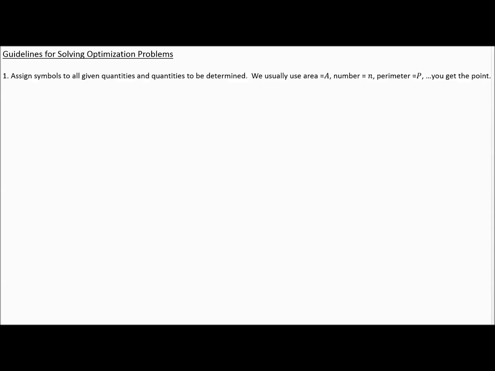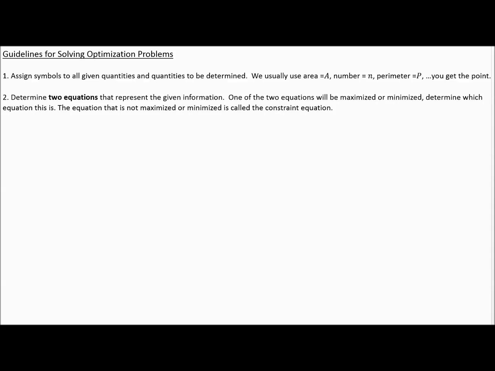But I'll try to pick the most obvious letters, but you have to pick some kind of variable to represent your values. The next step, you're going to determine two equations that represent the given information. Now, I don't want to tell you 100% of the time you're going to have two equations. There are certain types of problems that are somewhat already set up for you where you really only have one equation that you're supposed to maximize or minimize, but the majority of the time you're setting up two equations. It says one of the two equations will be maximized or minimized. So of the two, one of those, you're going to find the maximum or minimum of the equation.